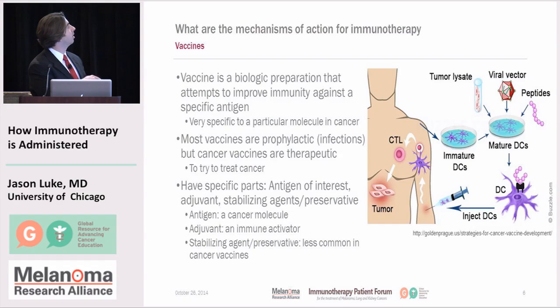And this picture is a schema of an attempt to take dendritic cells out of the patient, expose them in the lab, and then put them back into people, which is an approach that's in use in prostate cancer now with a drug called Sipuleucel-T.